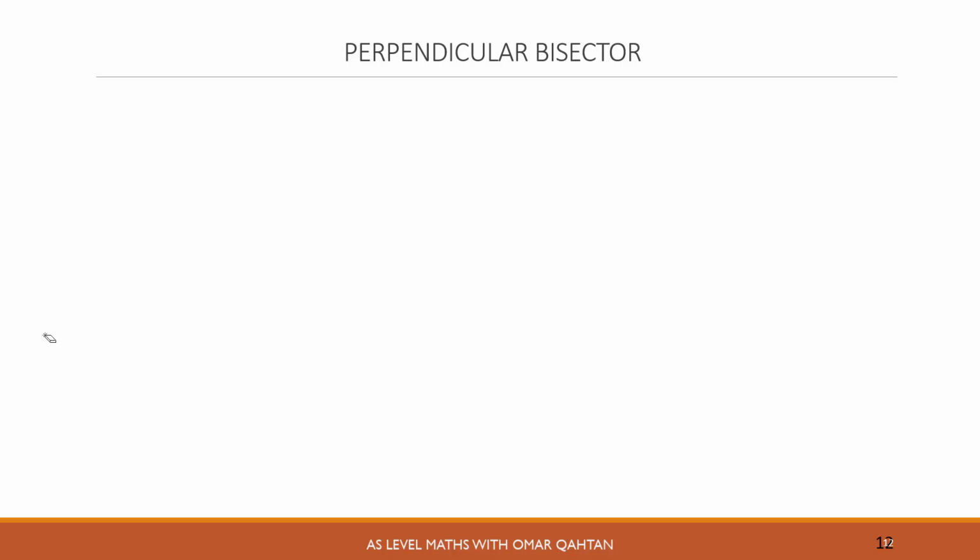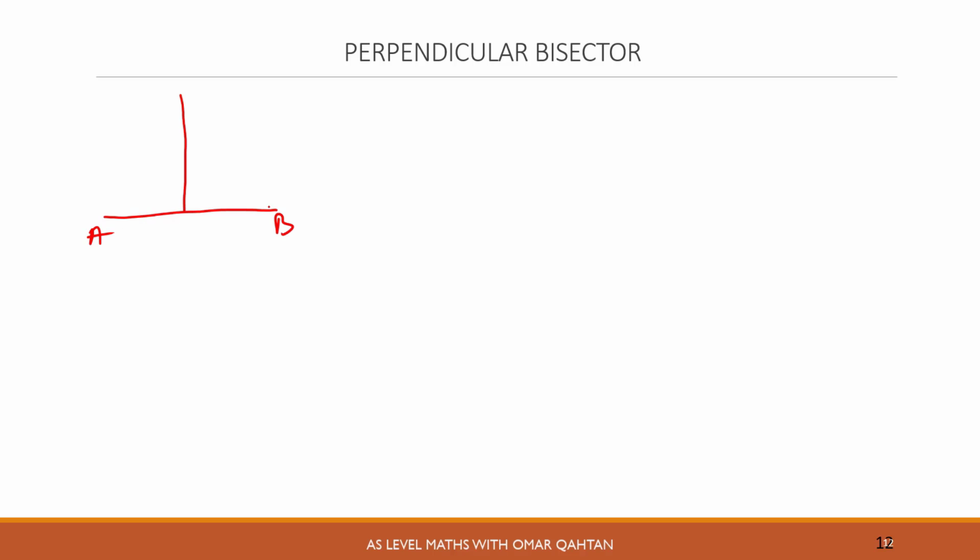Let's talk about perpendicular bisector now. If a line is bisecting the other line into half, whenever I say bisect, it means that the line is going to cut the other line into equal half.